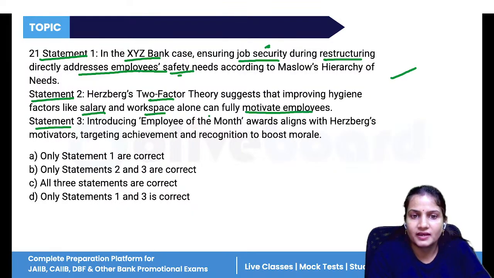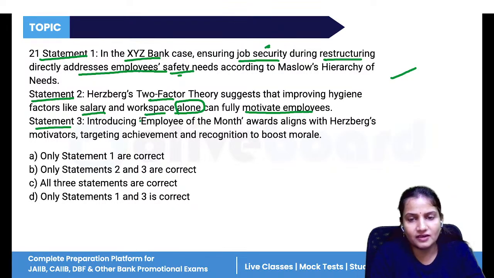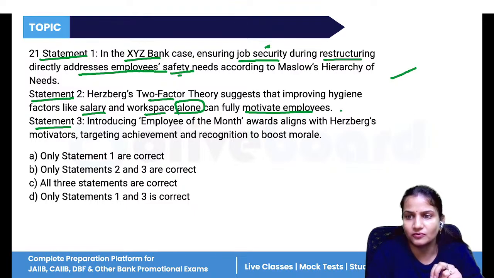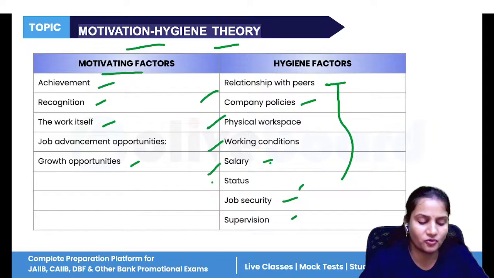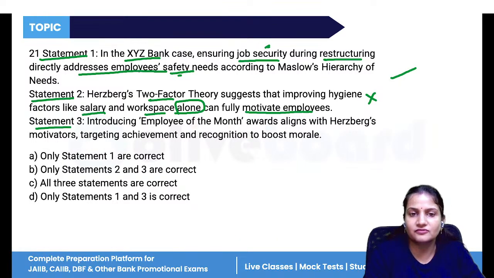Now, Herzberg's two factors suggest that if hygiene factors are improved, like salary, workspace, it will motivate the employees alone. See, the word alone is written. If only salary and workspace are improved, then the employees will get motivated. No, not only these two things, but all these things are important in hygiene factors. So if the word alone was not written over here, then this would be the correct statement. But this word alone has made this statement wrong.